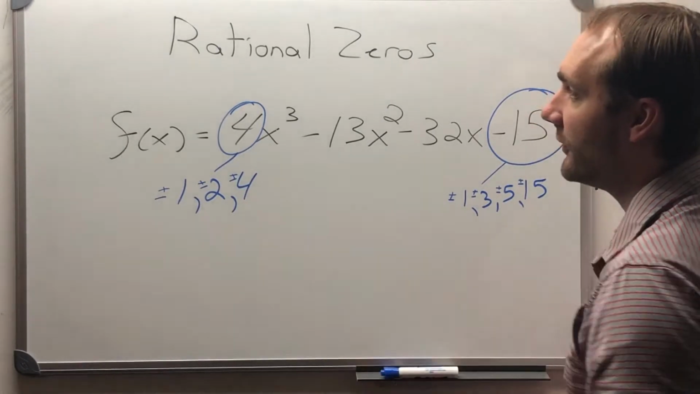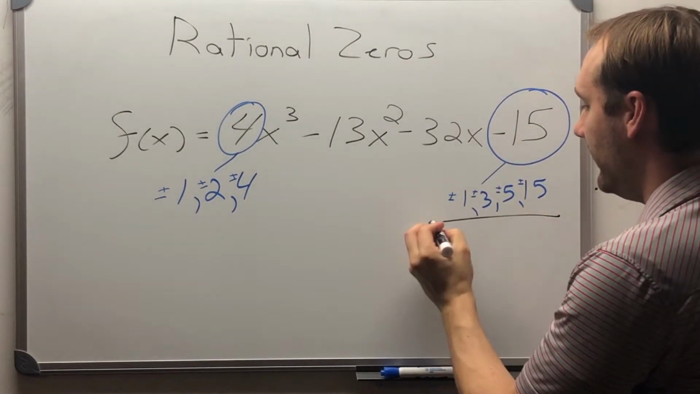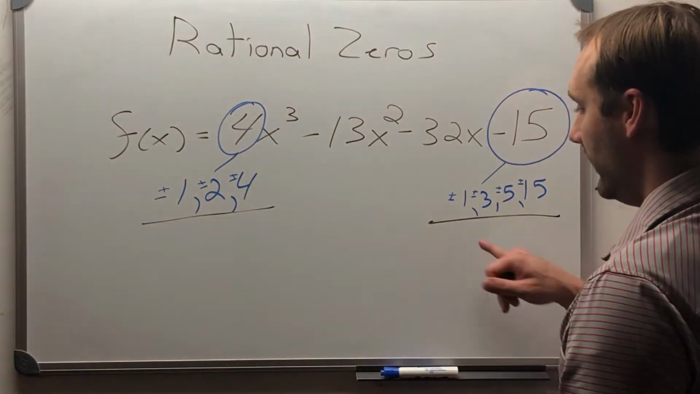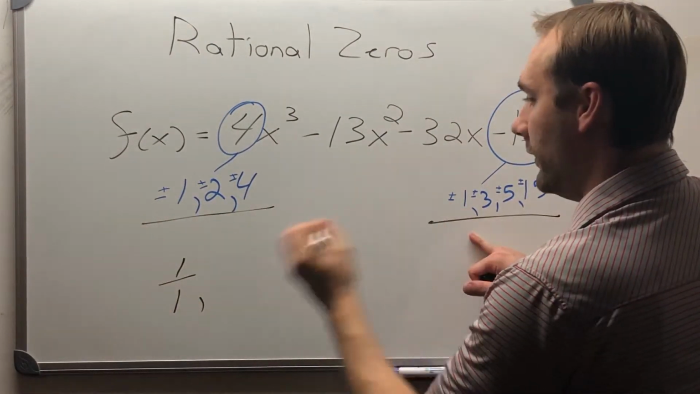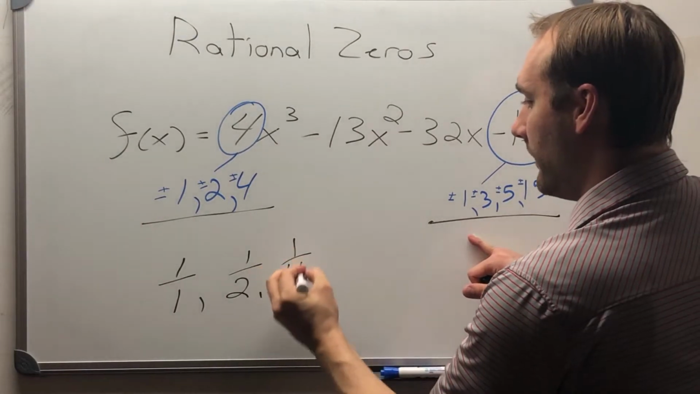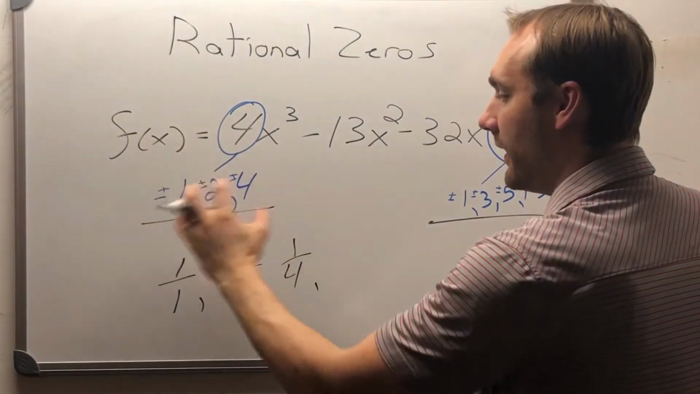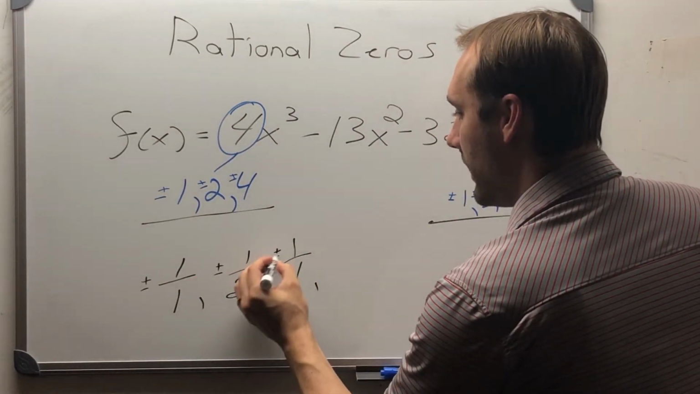Now how the rational zero theorem works is I need to take my C, my constant, all of these numbers, and divide them by all of these numbers. So let me take 1 divided by 1, 1 divided by 2, and 1 divided by 4. So all of these need to be divided by all of those. And again, we have to account for the plus and the minus.